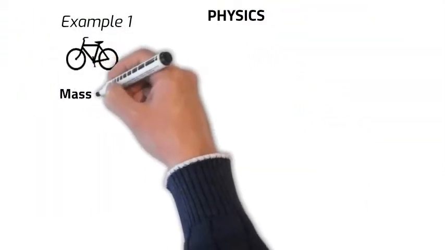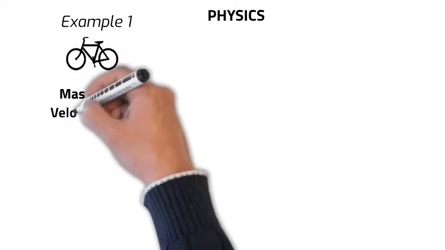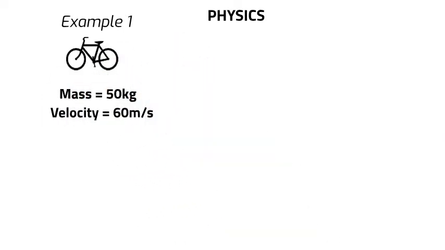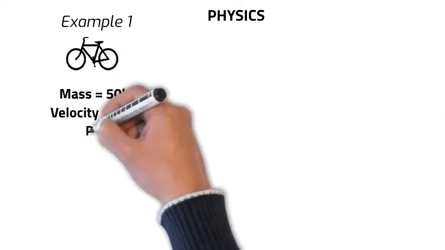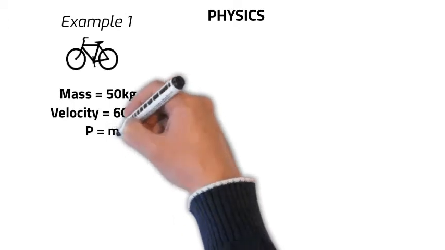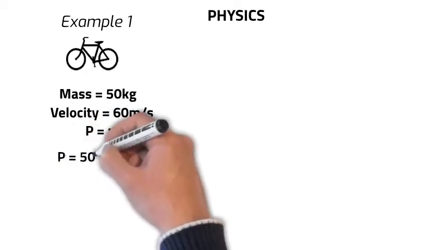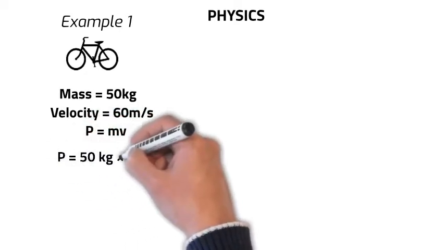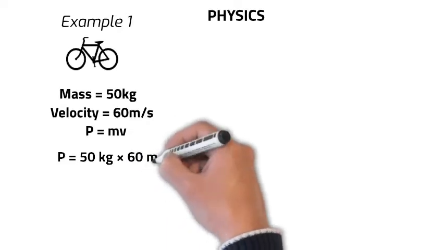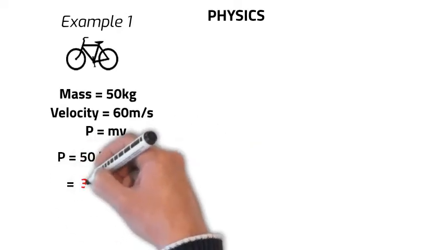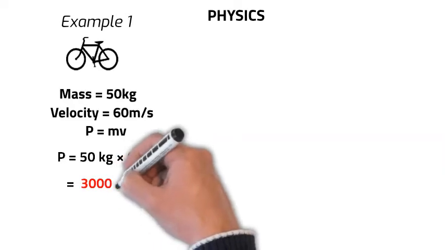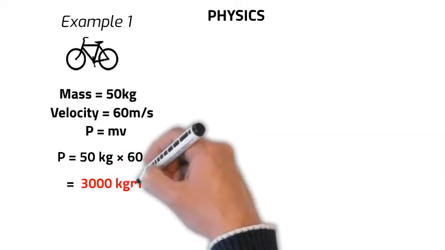In example 1, mass of the bicycle is 50 kg. Velocity is 60 m/s. We know that momentum P is equal to mass m into velocity v. That is, P is equal to 50 kg of bicycle multiplied by 60 m/s speed, that is velocity. Here, momentum is equal to 3000 kg m/s.